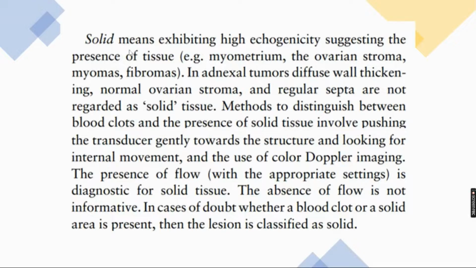The consensus statement says solid means exhibiting high echogenicity, suggesting the presence of tissue. Examples are the myometrium, the ovarian stroma, myomas, and fibromas. It went further to say that methods to distinguish between blood clots and the presence of solid tissue involve pushing the transducer gently towards the structure and looking for internal movements and the use of color Doppler imaging.